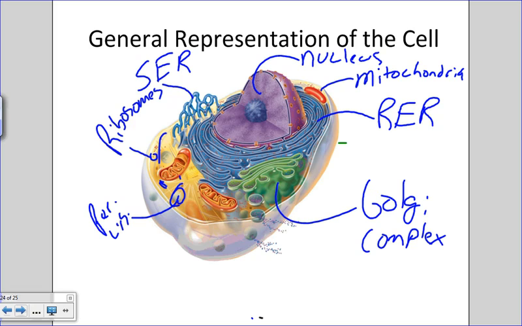Almost all cells are going to have a nucleus, but they're going to have varying amounts of rough endoplasmic reticulum, of the Golgi, mitochondria and so on. That's where you see the diversity in the function of cells.